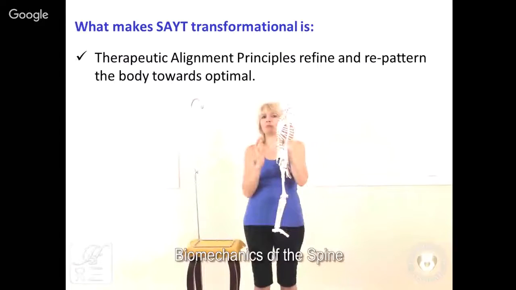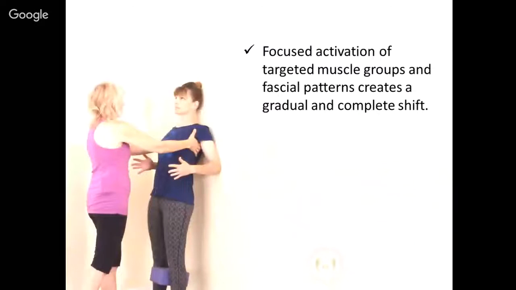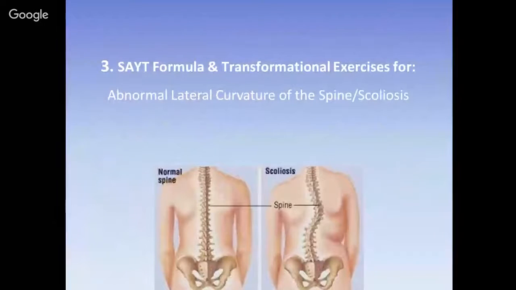So what makes structural alignment yoga therapy transformational is that we have therapeutic alignment principles that refine and repattern the body towards optimal. We have specialized stretching and strengthening exercises that are designed to transform the musculoskeletal matrix. We have focused attention of targeted muscle groups and fascial patterns that creates a gradual and complete shift. So now we'll look at the formula and some transformational exercises for scoliosis.